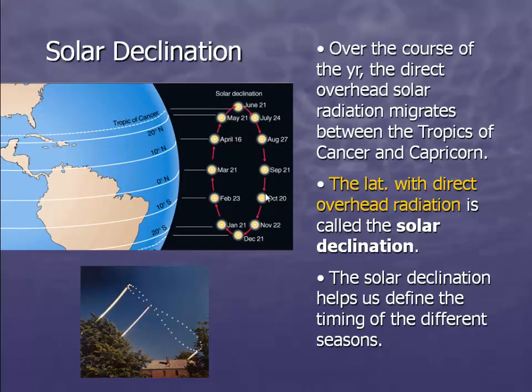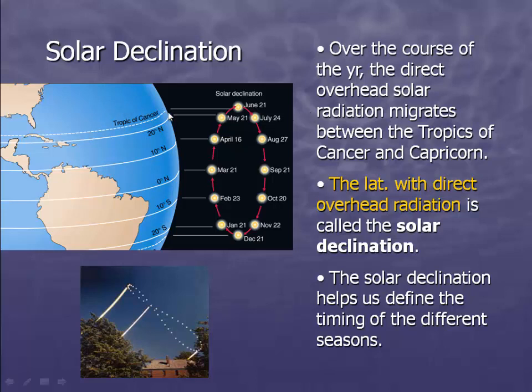All right, here's a new definition for you. This is very important for the first test. Understanding the definition of solar declination and what solar declination actually kind of means. So because of the Earth's axial tilt, any given time of the year, the sun will be directly overhead at different latitudes. Okay? So when I say directly overhead, I'm talking about a 90-degree solar angle at local noon. So over the course of the year, the direct overhead solar radiation migrates between the Tropic of Cancer and the Tropic of Capricorn.